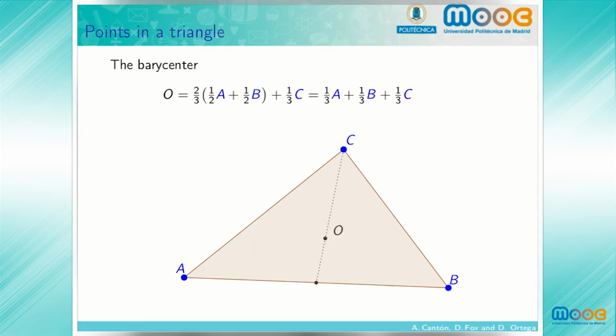A particularly interesting point in the triangle is its barycenter, defined to be 1/3 A plus 1/3 B plus 1/3 C. This is something like the midpoint of a line segment, which was 1/2 A plus 1/2 B for the line segment joining A to B. We can think of the barycenter as an average of the 3 points that are the vertices of the triangle. It's somehow the center of the triangle.